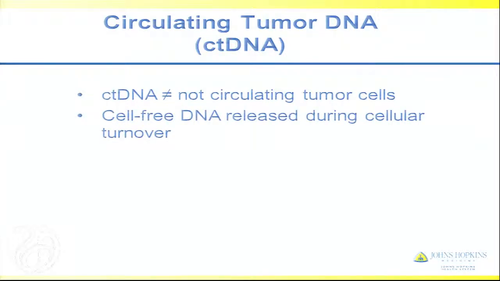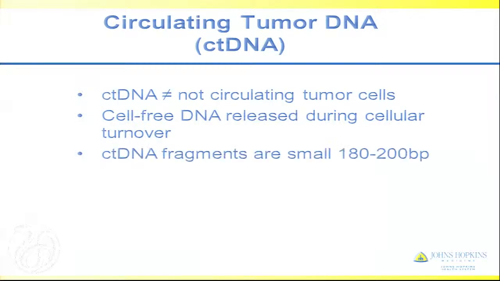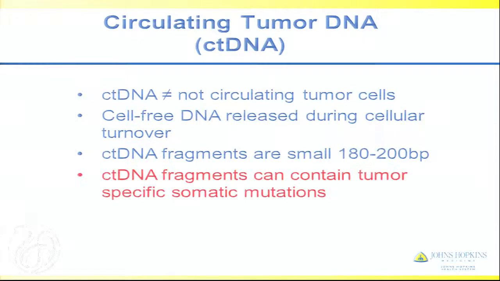Cell-free DNA is released during cellular turnover, at least that's what we believe at this point in time. The circulating tumor DNA fragments, which I'm going to call ctDNA fragments during this talk, are very small. They are 180 to 200 base pairs long. The interesting part is that these fragments, although they are small and they are sort of random, depending on what is floating in the blood, can contain tumor-specific somatic mutations. And that's exactly what the concept of circulating tumor DNA is going after.